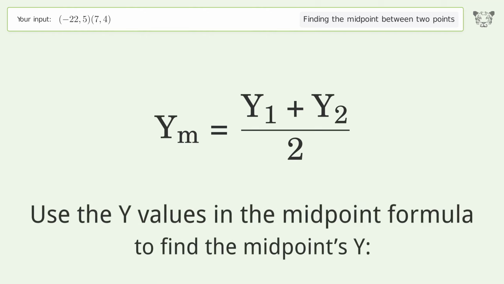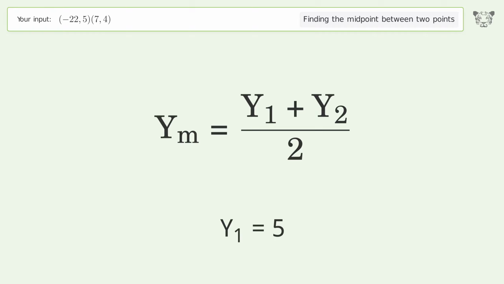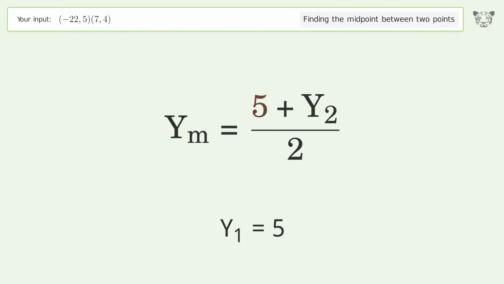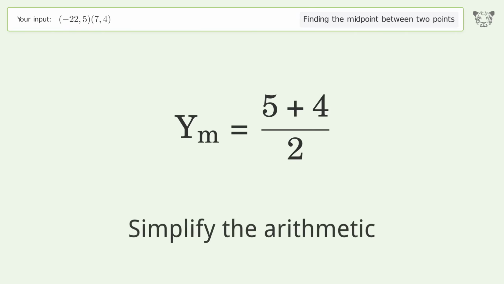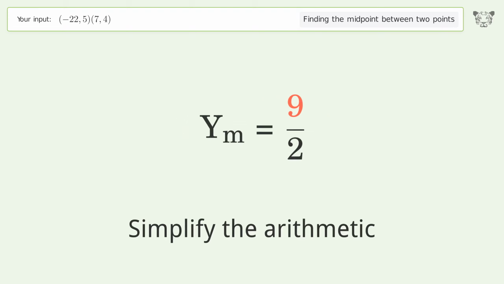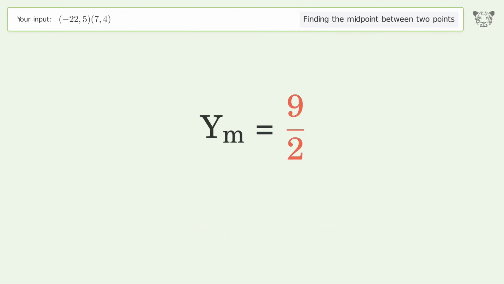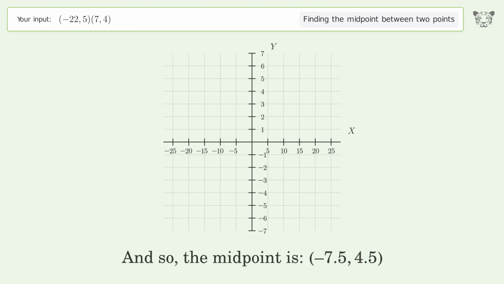Use the y values in the midpoint formula to find the midpoints y. y1 equals 5. y2 equals 4. Simplify the arithmetic. And so, the midpoint is negative 7.5, 4.5.